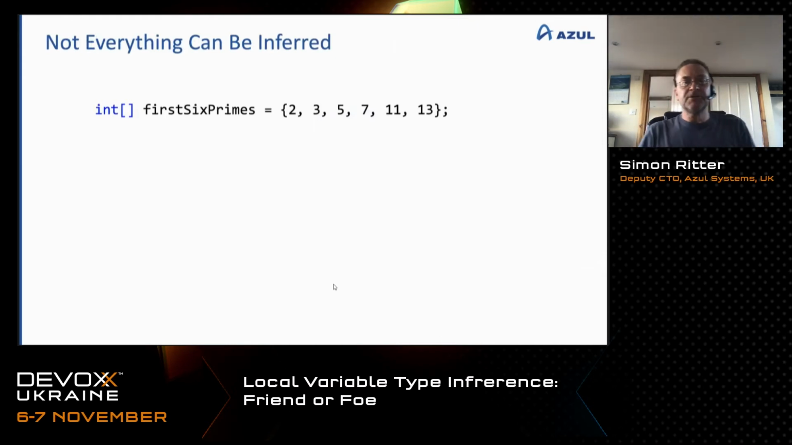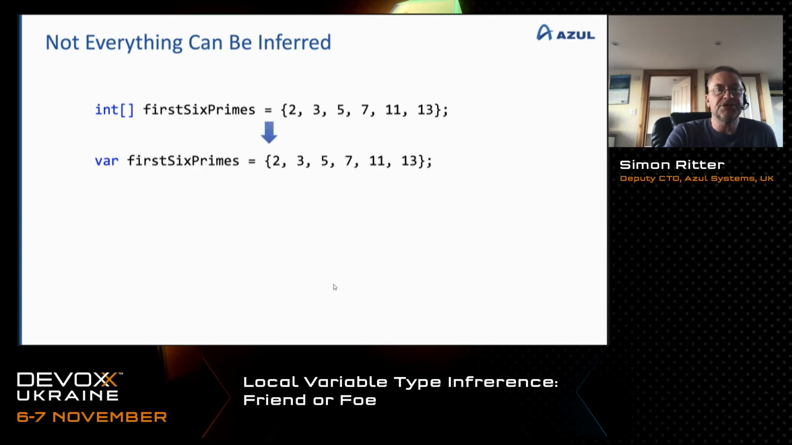Okay, now let's get into some of the edge cases where things are not quite as simple as they might seem. In this case, what we've got is an array of ints. I've called it first6Primes, and I'm assigning 6 numbers to it, 2, 3, 5, 7, 11, 13. To do that, obviously, I use the int primitive type and a set of brackets to indicate it's a one-dimensional array. What you might think to yourself is, well, okay, let's use var for that. So we'll say var first6Primes equals 2, 3, 5, 7, 11, 13. However, that's a problem, and that won't compile.